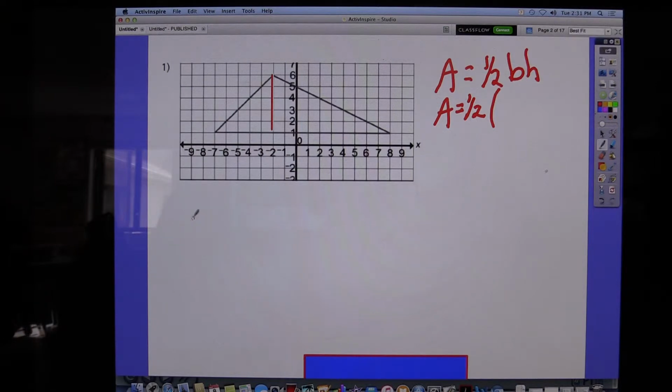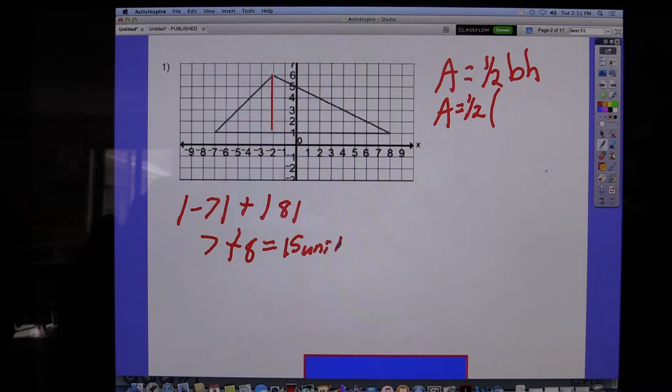If I add a -7 and 8, I'd have +1. I have to add absolute value of -7 and absolute value of 8 to get the distance. And so that would be 7 plus 8 equals 15 units. So I can say that the base is 15 units here times, and the height is this line is represented here. Now this red line segment, I put this in earlier, it's not part of the triangle.